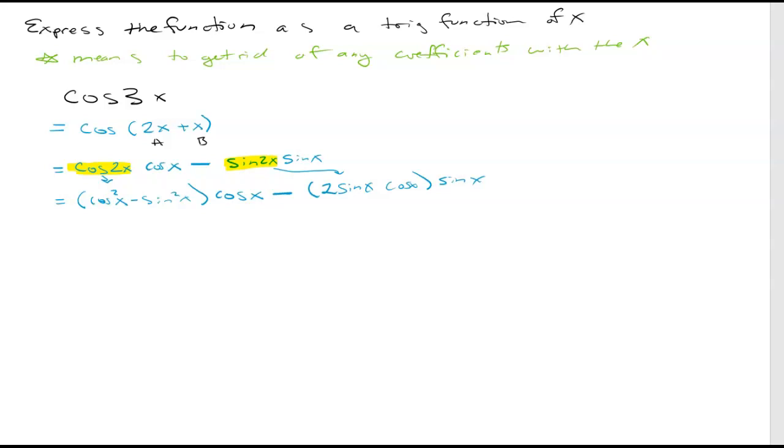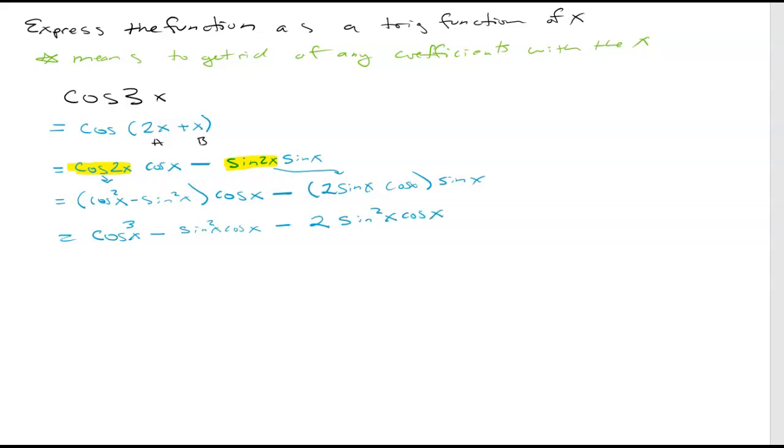Okay, so we can simplify this. Let's get rid of our parentheses. So I'm going to multiply the cosine in. So cosine of x times cosine squared of x. That's going to leave me with cosine cubed of x. And then cosine x times sine squared. So that'll just be sine squared x cosine of x. Minus, and then the sine is going to be multiplied inside. So minus 2 sine squared x cosine of x.